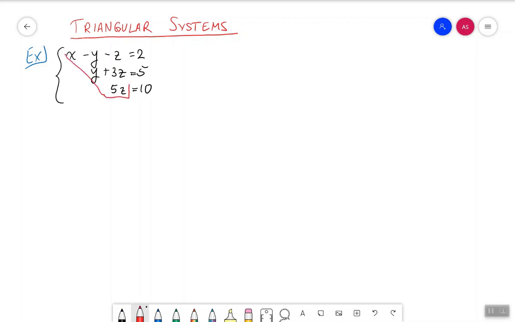This is triangular because, well, it looks like a triangle. It's a triangle here. Well, that's not a good triangle. This looks like a triangle here. So that's why it's triangular. Why is this easy to solve? Because we can use back substitution.